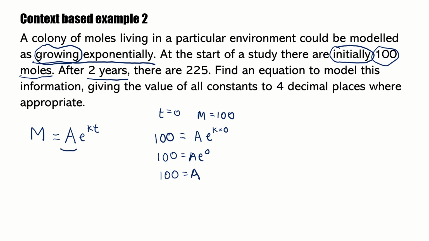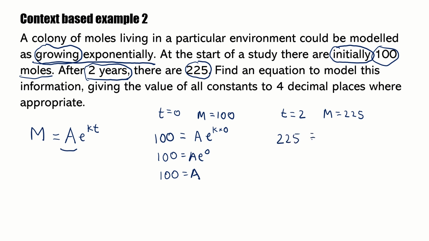The second key bit of information is that they tell us that after 2 years, so when t is equal to 2, there are 225 moles. So if we take time to be measured in years, then t would be 2, and m is 225 at that stage. So we set m to be 225.